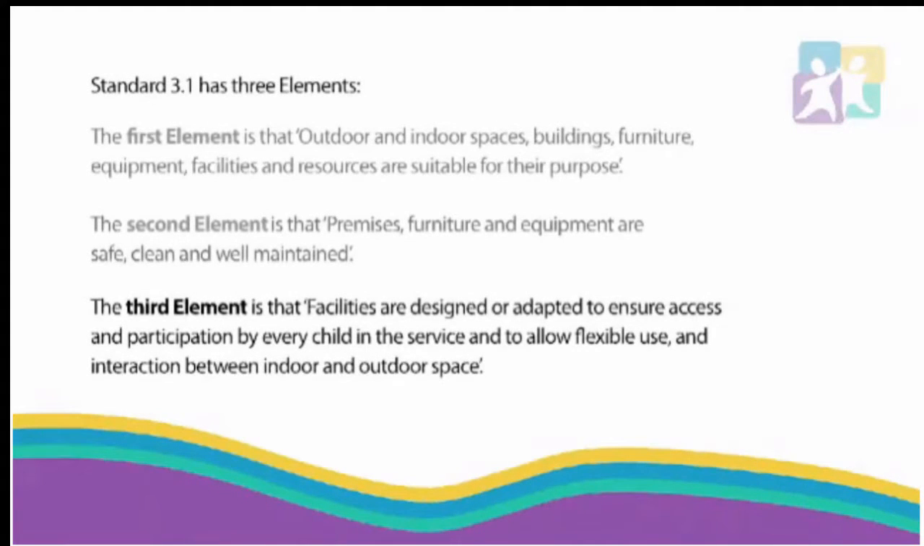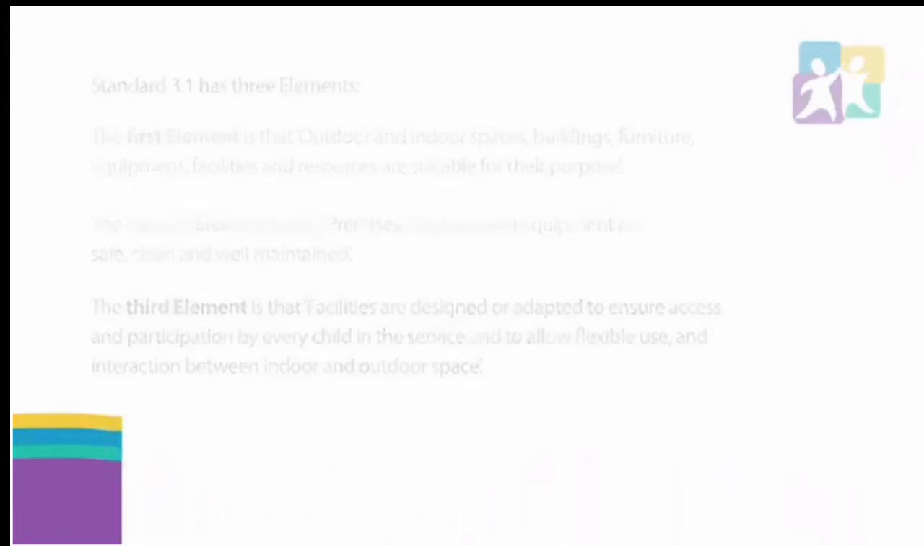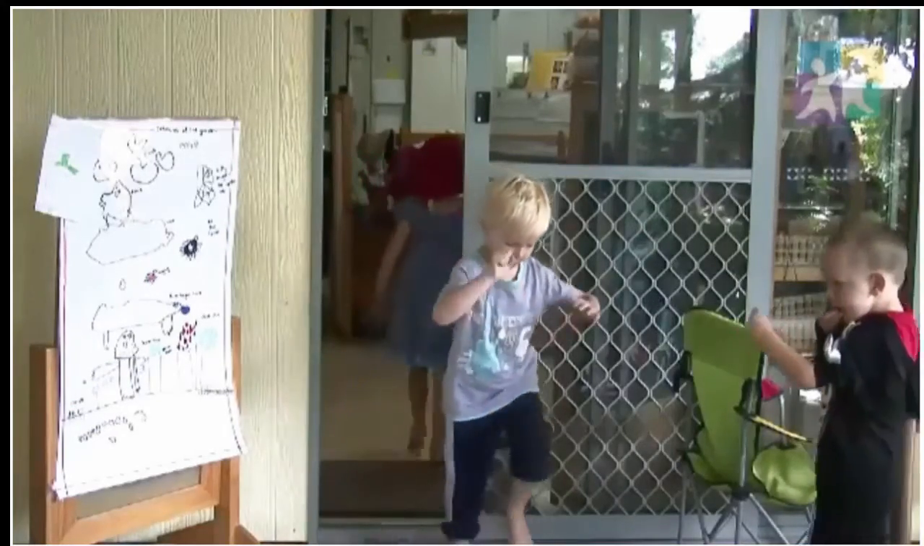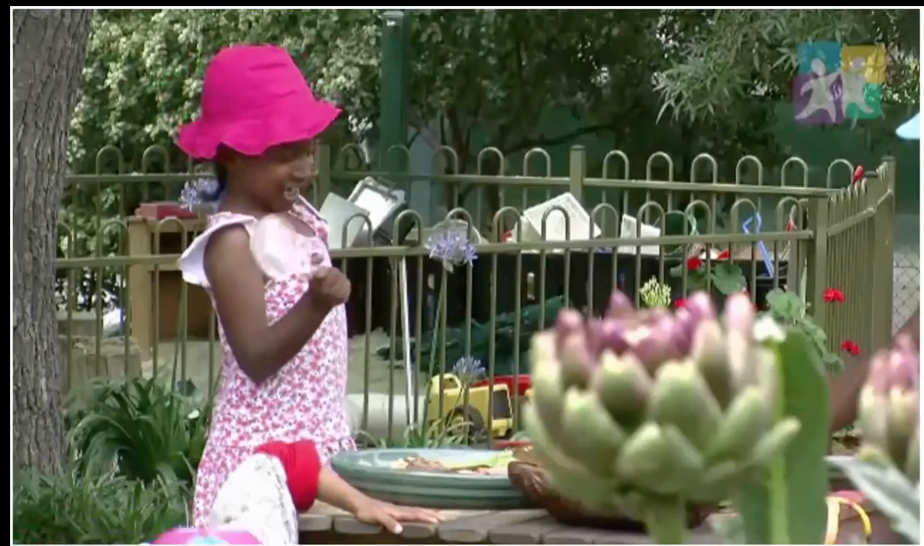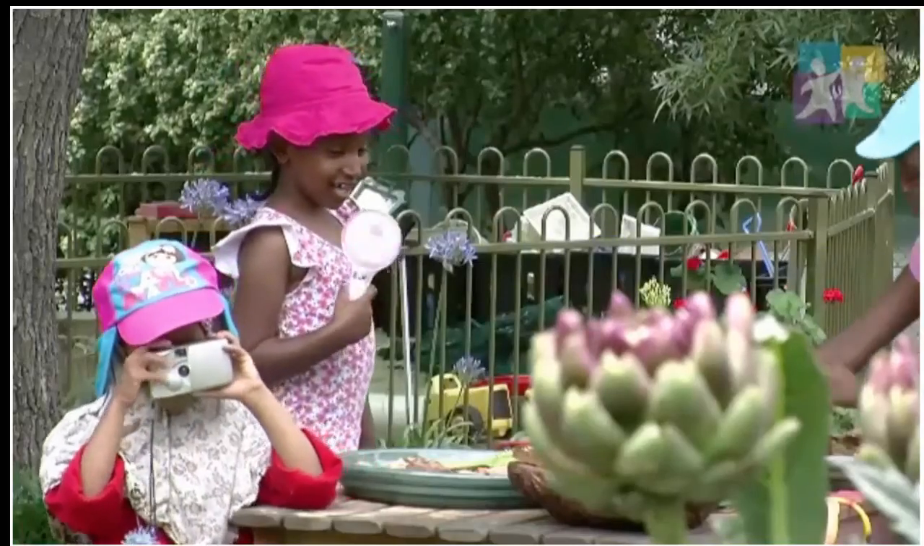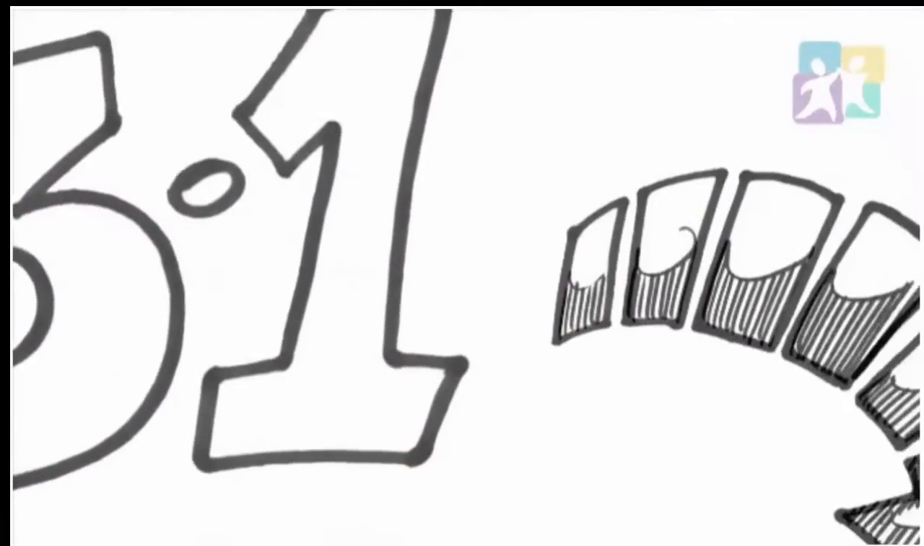The third element is that facilities are designed or adapted to ensure access and participation by every child in the service and to allow flexible use and interaction between outdoor and indoor space. All children using a service must have physical access to its facilities, and the environment needs to include both indoor and outdoor spaces with easy movement between them. The environment also needs to be flexible so that it caters for a range of children's abilities and interests. Let's move on to the second standard.